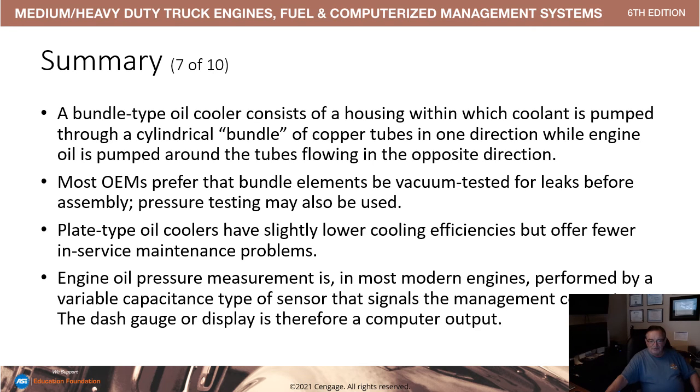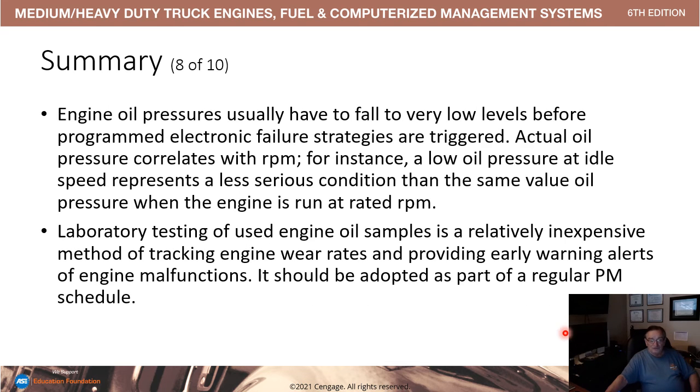Oil pressure measurement in most engines is performed by a variable capacitance type sensor that signals the management computer. An oil pressure sensor is typically a variable capacitance type, 5-volt reference sensor that signals the management computer, dash display, therefore a computer input or computer output. Engine oil pressures usually have to fall to very low levels before electronic failure strategies are triggered.